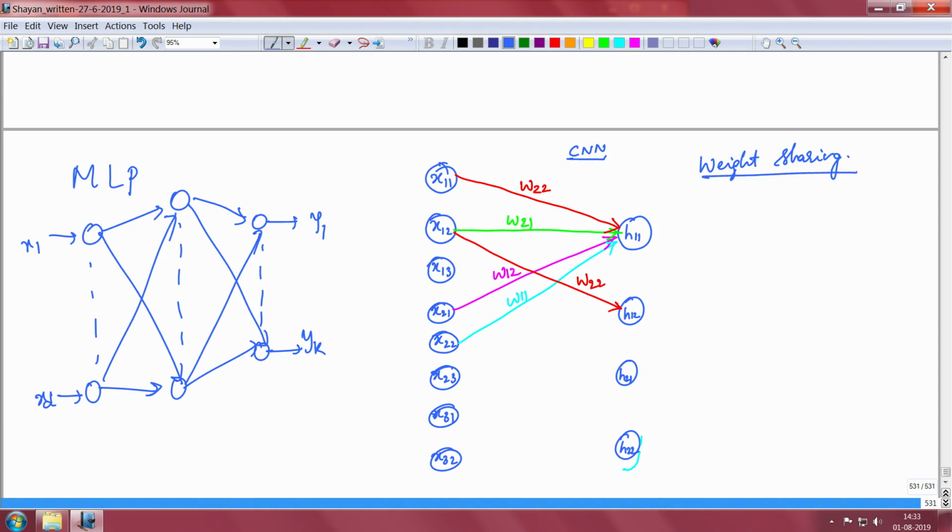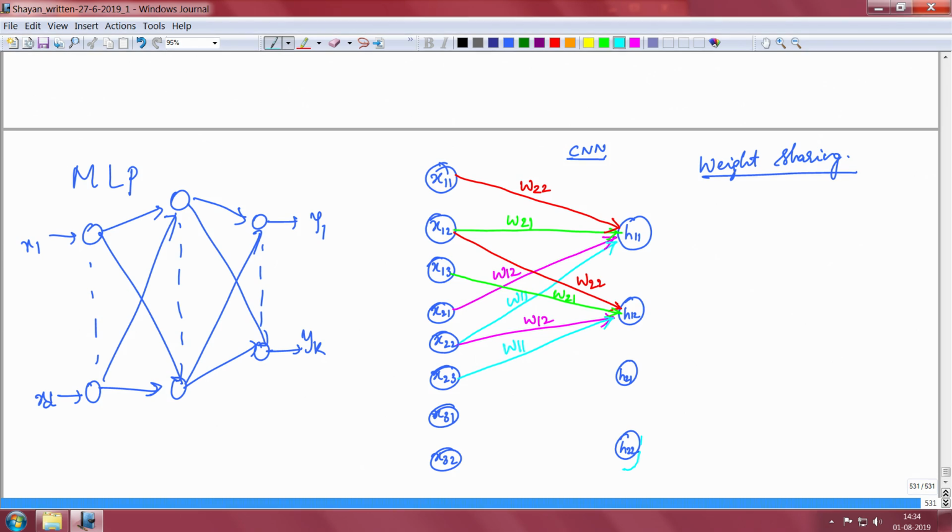So, similarly, let us proceed with the other connections. We need x13 weighed by W21, and we need x22 weighed by W12. And finally, we need x23 weighed by W11.